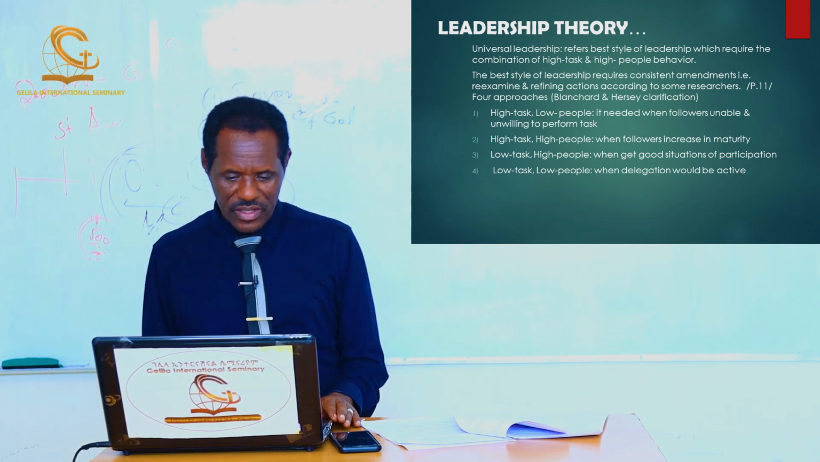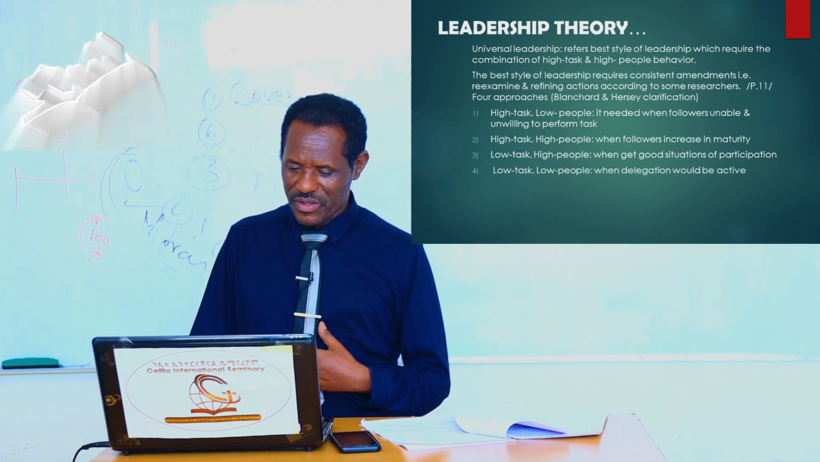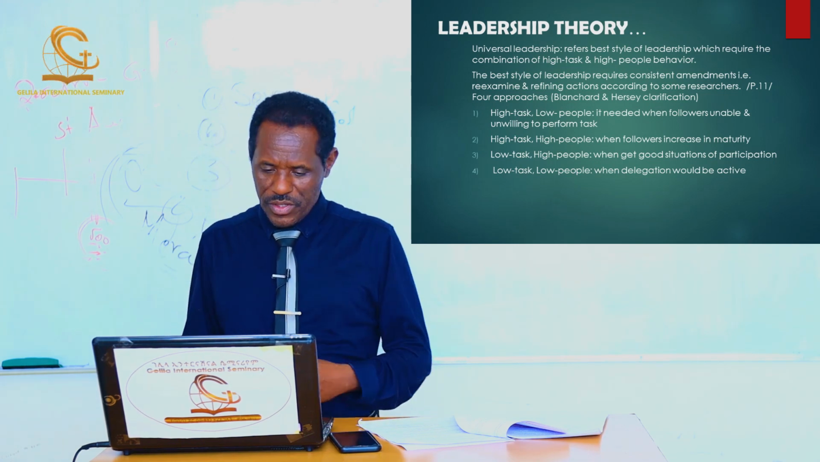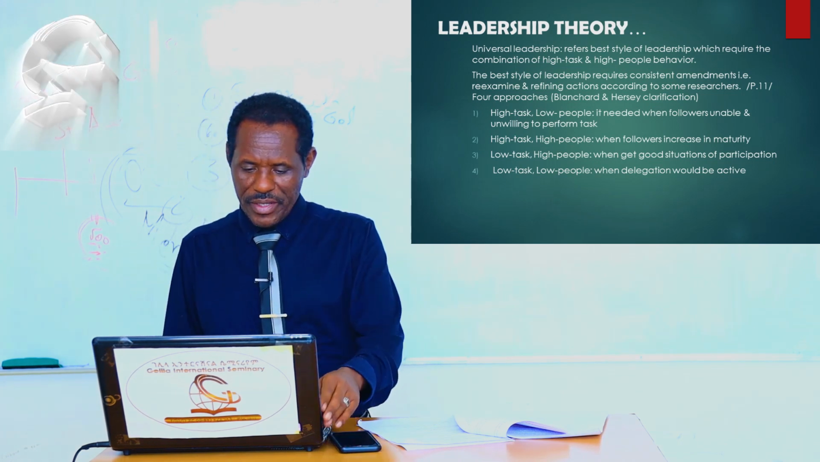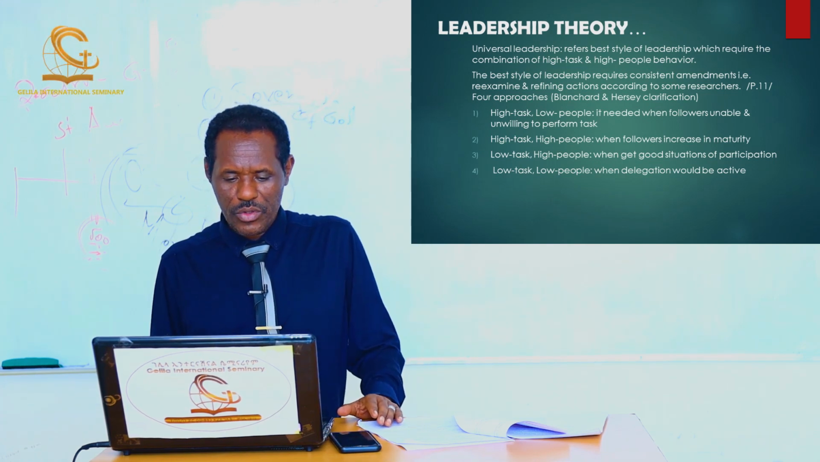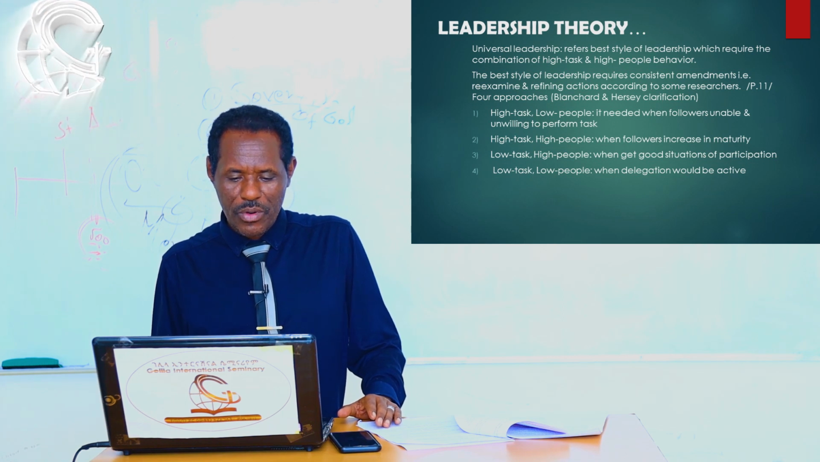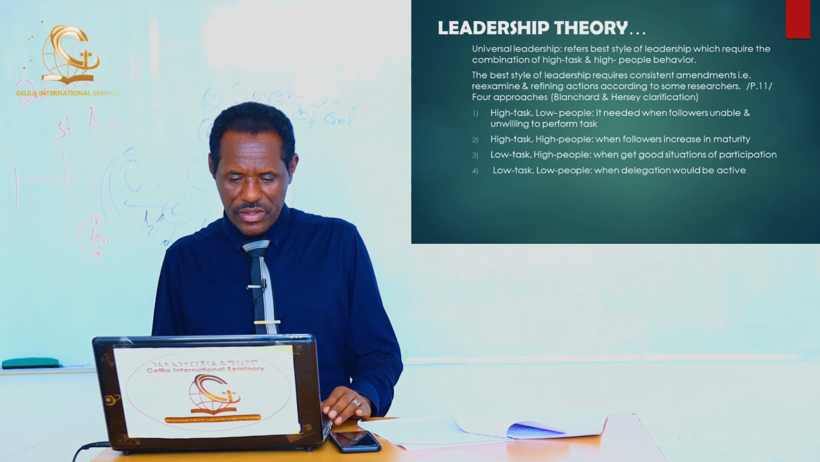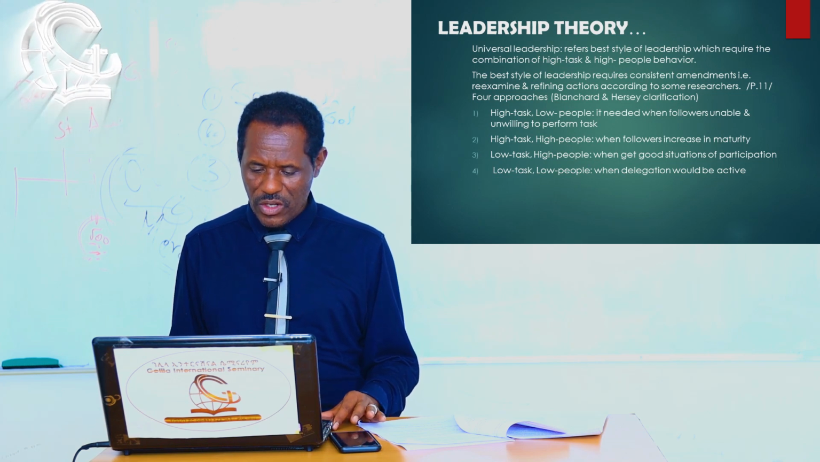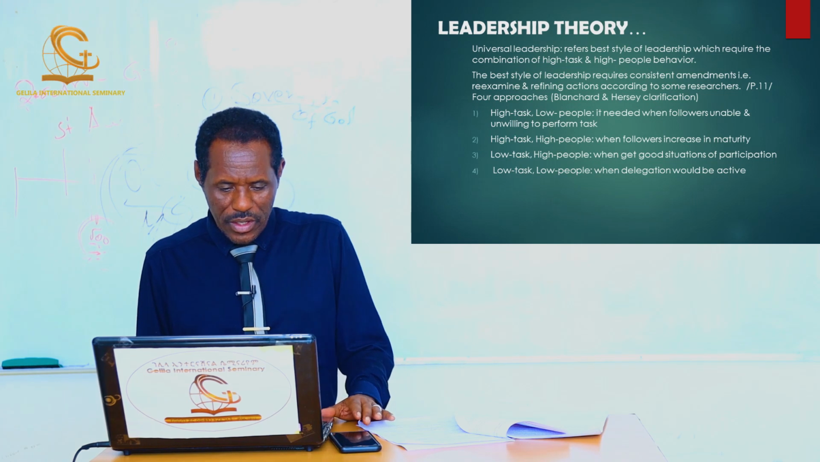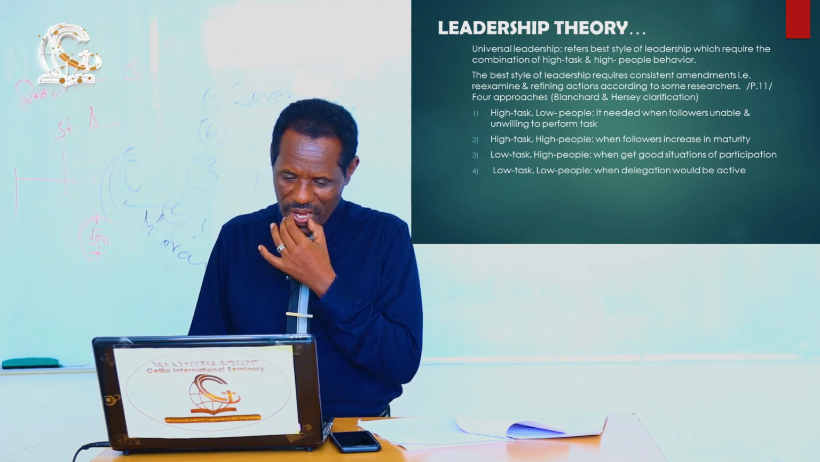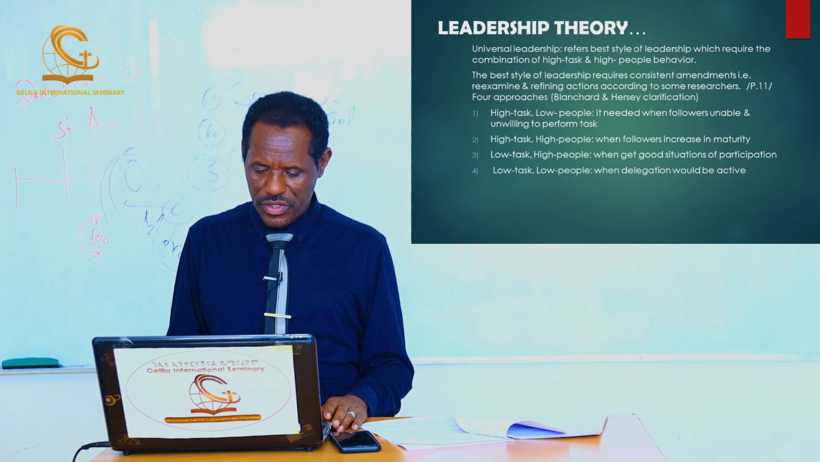The third one, low task, high people approach. We have to implement this approach when we get good situations of participation. When the group or the team shows participatory engagement, we have to act with the third approach, low task, high people. We need to decline our task-oriented approach and increase the focus on people. The fourth one, low task, low people approach. When delegation is active, we have to apply this approach: low task, declining task approach, and low people, declining people focus.